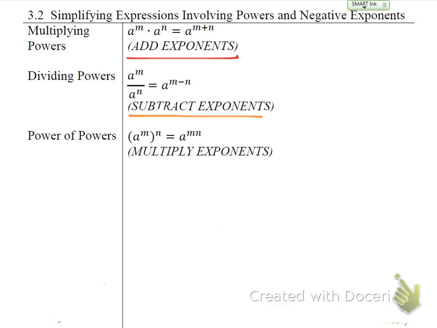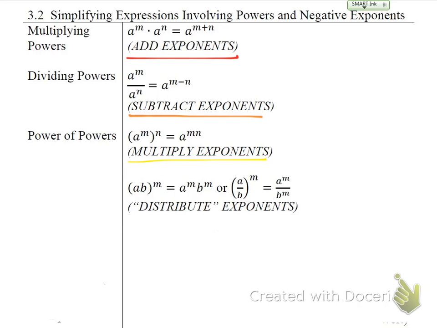When you have a power raised to a power, so you have an exponent inside parentheses, and then there's an exponent attached to that parentheses, you multiply the exponents together. So you're not adding them. In that case, you are multiplying them.